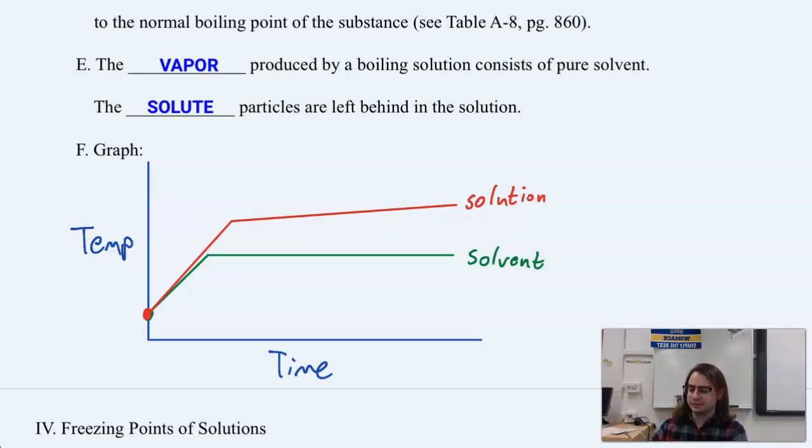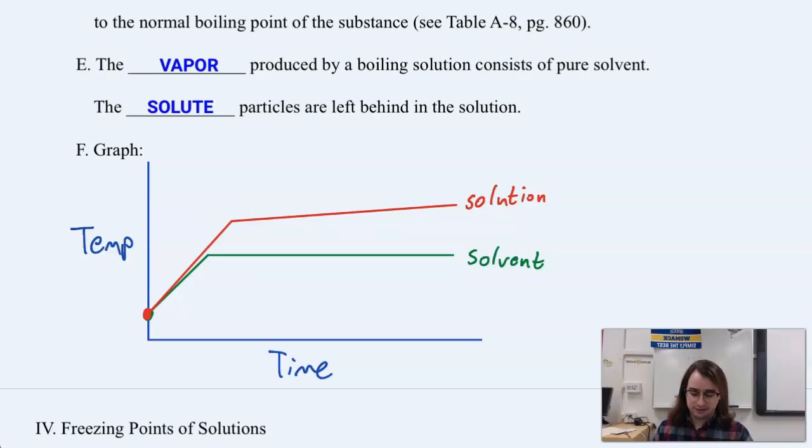Let me say it again. As the solution is boiling, the temperature continues to rise because the concentration of the solute is increasing. If the concentration of the solute increases, that means the vapor pressure continues to decrease. Therefore, the temperature has to keep rising in order to continue to boil. Make sure you remember that. It's a really good relationship to keep in mind.